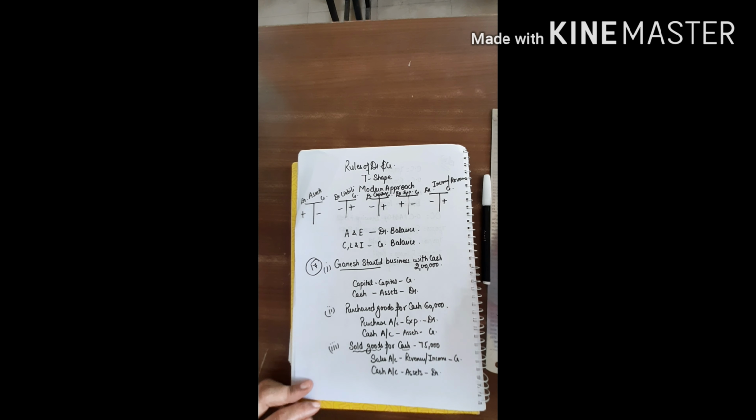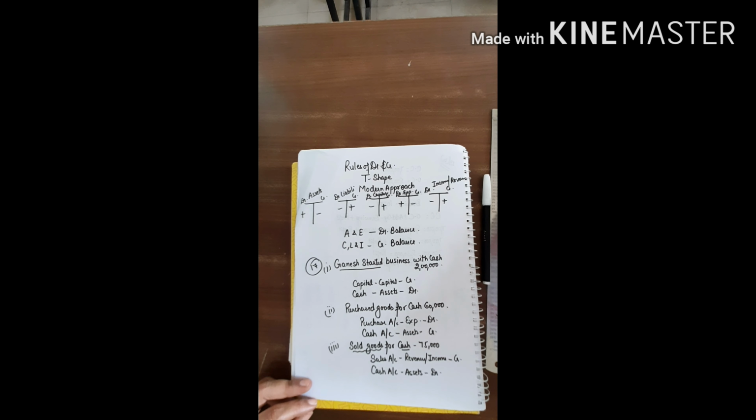Now, the rules of debit and credit. The rules of debit and credit are also known as the T-shape account, also known as the modern approach. According to this, the accounts are divided into 5 parts. The first one is your assets, second is your liabilities, third is your capital, fourth is your expenses, and the last is your income, or you can say revenue account.